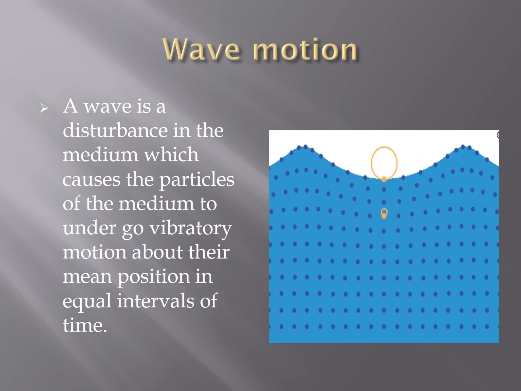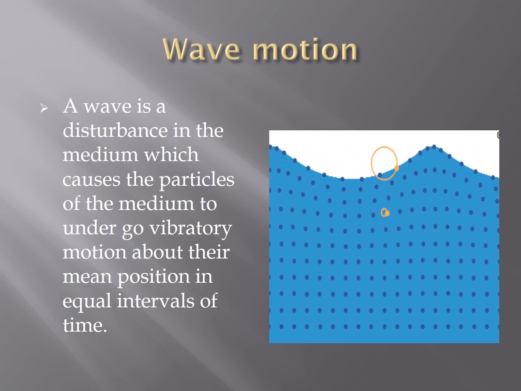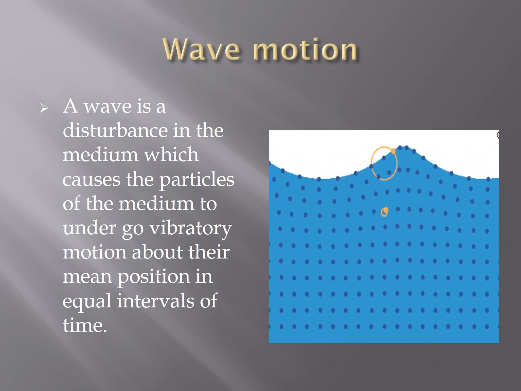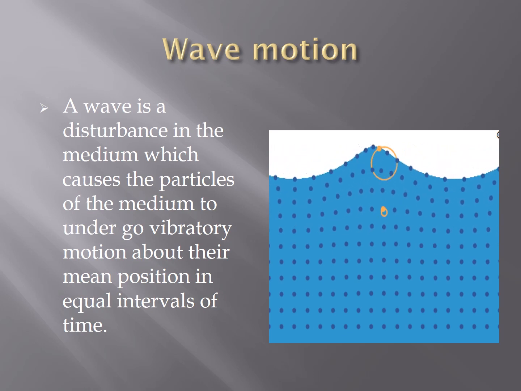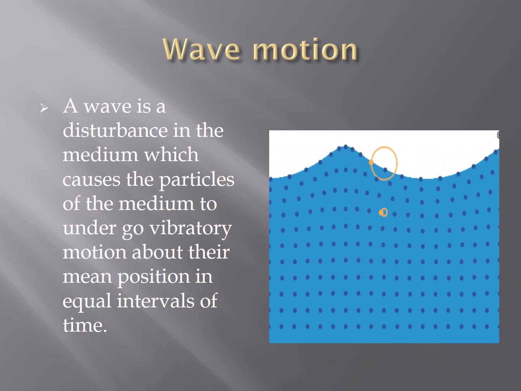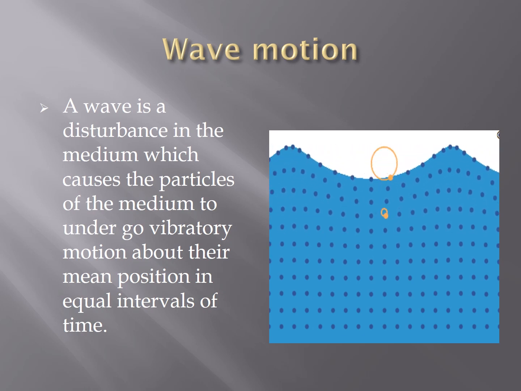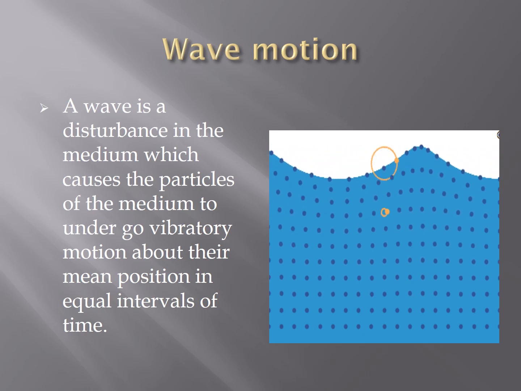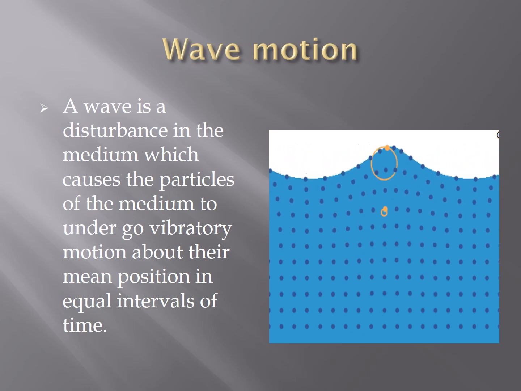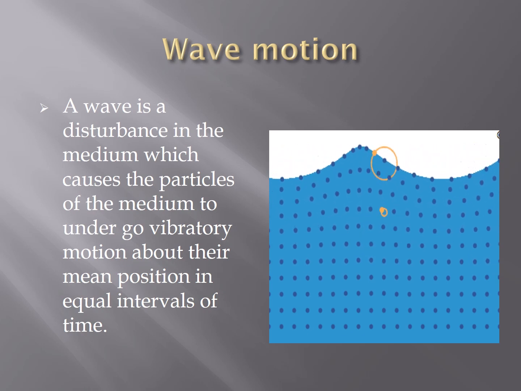Now we will move towards our first topic, that is wave motion. What actually is wave motion? How would we define it? A wave is a disturbance in a medium which causes the particles of the medium to undergo vibratory motion about their mean position in equal intervals of time.